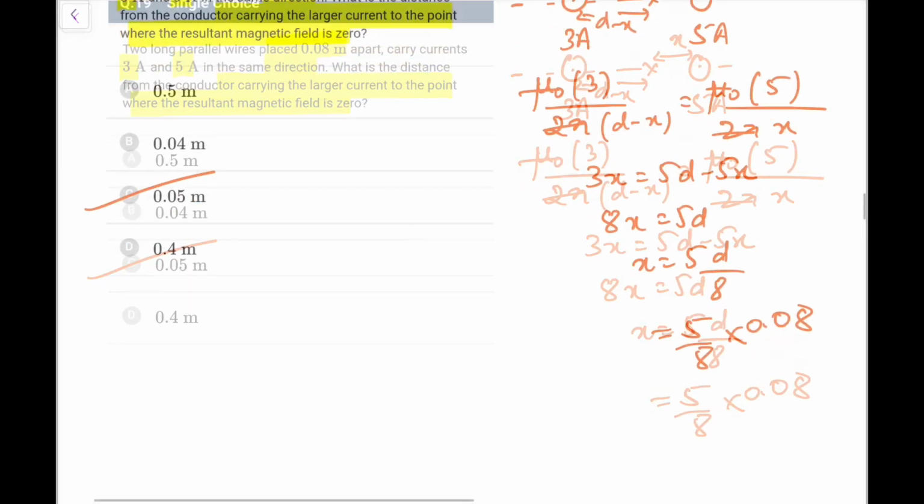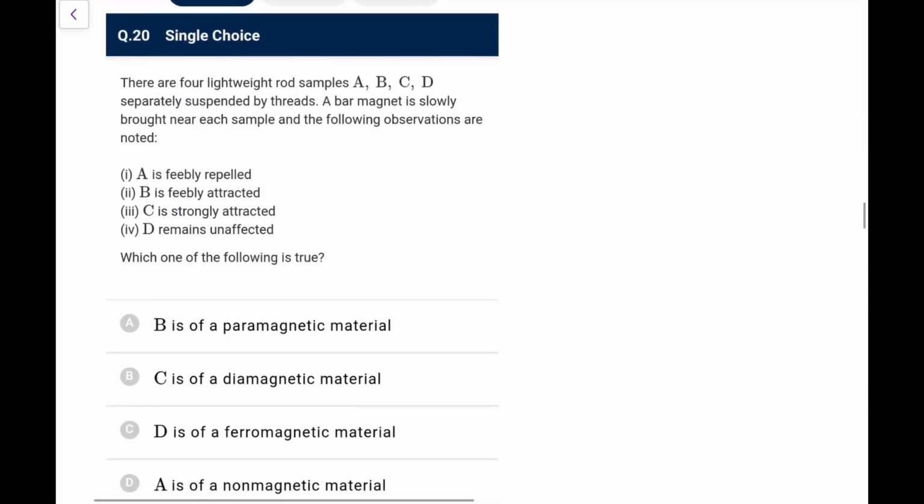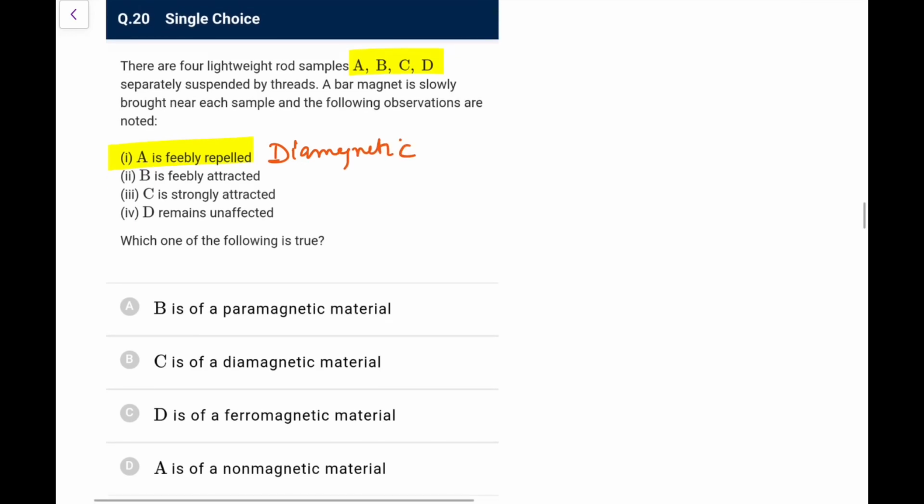Okay, now the next one. There are 4 lightweight rod samples A, B, C, D separately suspended by a thread. A bar magnet is slowly brought near each sample and the following observations are made. A is feebly repelled. Repelled means I can directly say it is diamagnetic. That is for sure. So A is diamagnetic, no option like that.